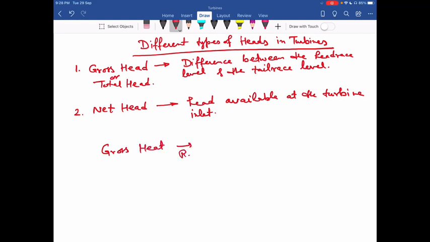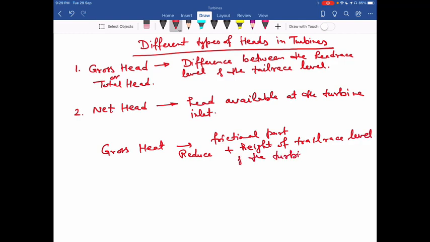Okay, so from gross head you have to reduce the frictional part, plus the height of tail race level and the turbine inlet. So that is the net head. Now the other names for net head are effective head, and this is also called the available head.